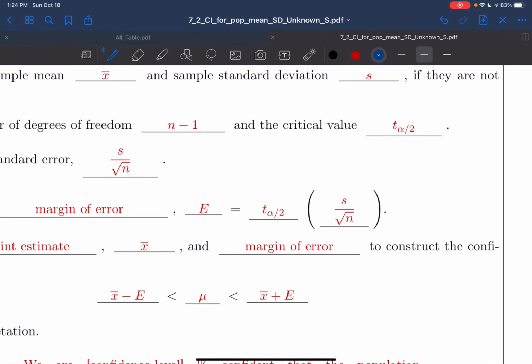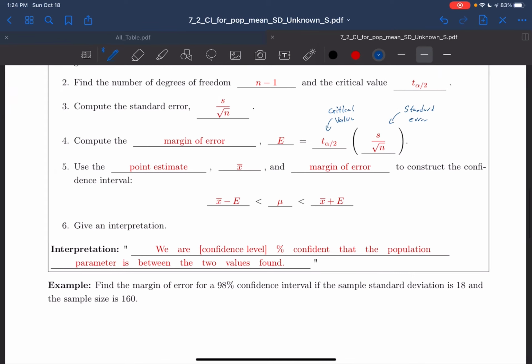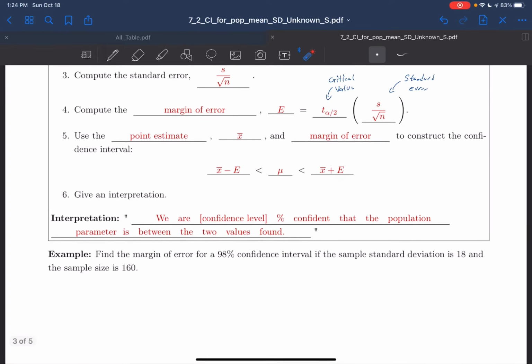So again, this is just your critical value. And this is your standard error. Once you have your margin of error, we're going to use your point estimate and construct the confidence interval. So this is just x bar minus e is less than mu is less than x bar plus e. So it's very similar to what we did in an earlier section.